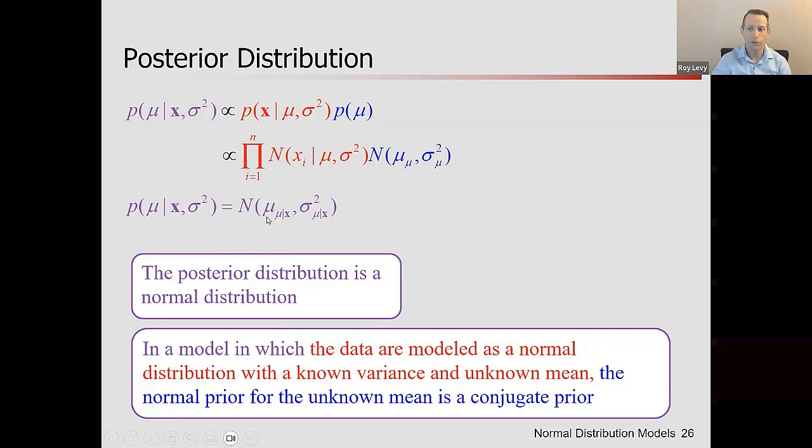This distribution is a normal distribution which has a mean and variance, but it's not a mean and a variance of data. And it's not the mean and the variance in the prior. It's the mean and the variance of the posterior, the distribution for mu after having observed x. That's what the subscript is supposed to communicate.